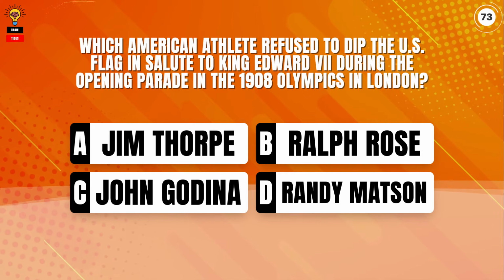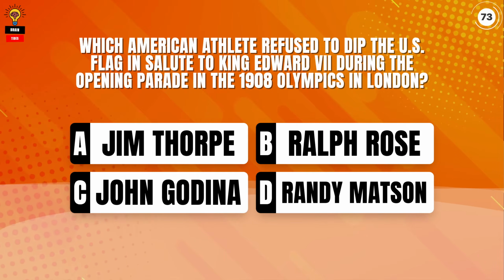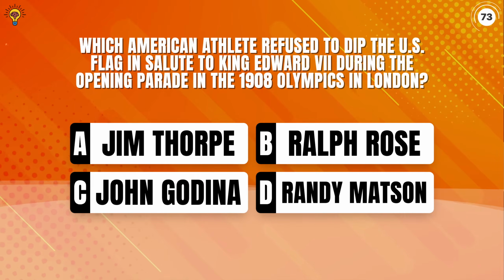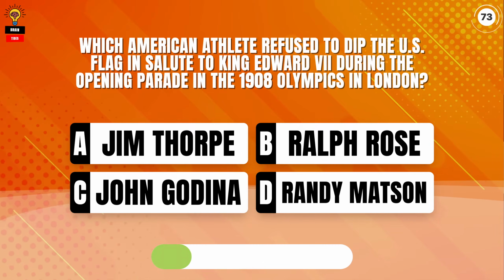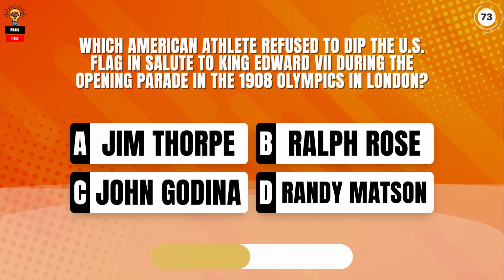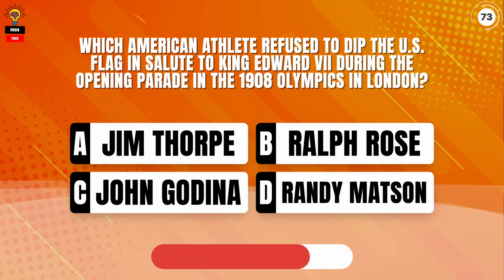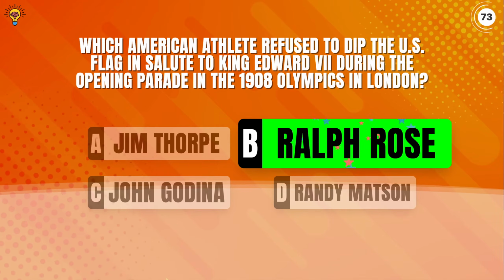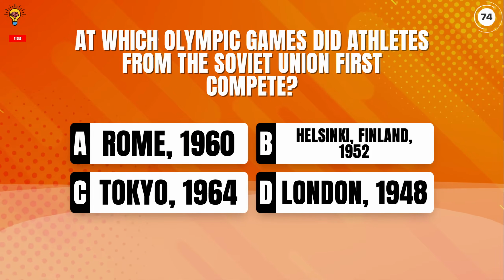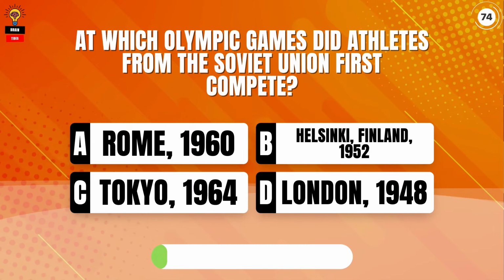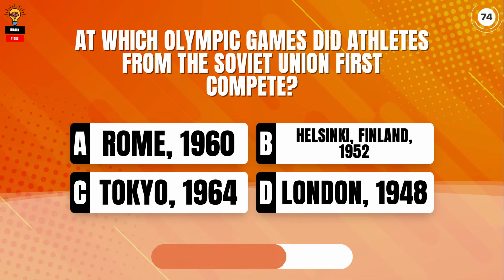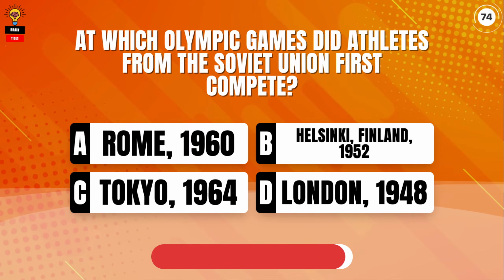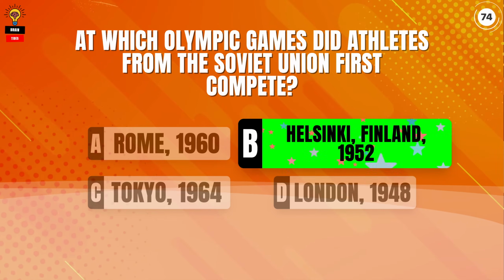Which American athlete refused to dip the U.S. flag in salute to King Edward VII during the opening parade in 1908 in London? Ralph Rose. At which Olympic Games did athletes from the Soviet Union first compete? Helsinki, Finland, 1952.